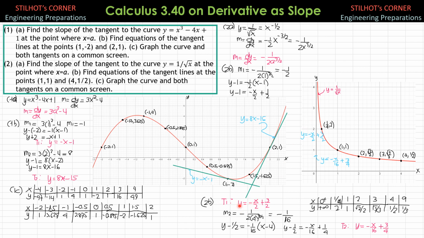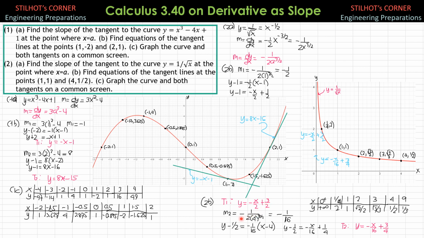So y equals negative x over 2 plus 3/2. This is the answer to 2b. 2a, negative 1/2 slope. So y equals negative x over 2 plus 3/2.